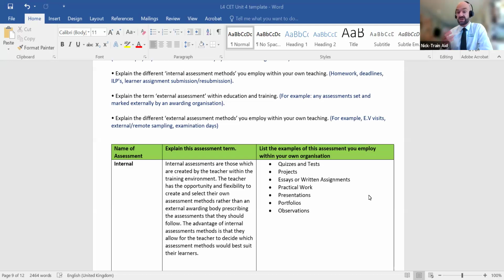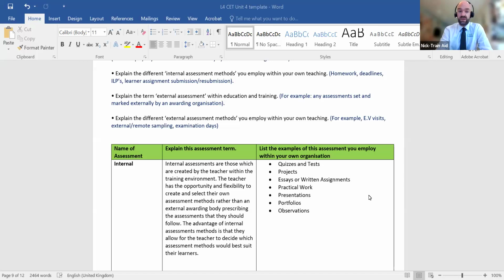So internal assessment methods are usually informal. So typical examples could be a quiz or a test created by you. It could be an essay that you think, you know what, my learners are going to benefit from this. So you could devise perhaps an essay question. You could get your learners to do some presentations. It could be an observation task as well. Things like discussions, debates, of course. So it's all about giving your learners assessments which you think will be beneficial for the course.